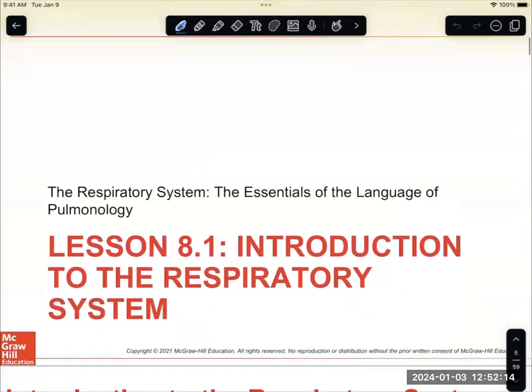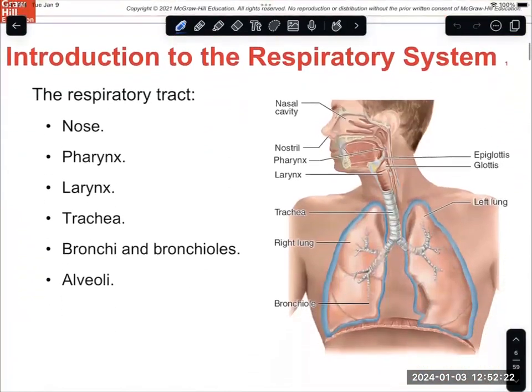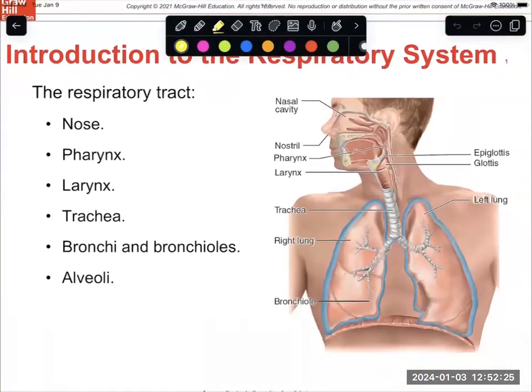So let's start with an introduction to the respiratory system. The respiratory system here starts with the nose. This nasal cavity opens up to the outside through each individual nostril. So when we breathe air in, that air is going to go in through that nostril. It's going to go back through this nasal cavity where it's going to get warmed up. It's going to get moistened. We add moisture to the air we're breathing in.